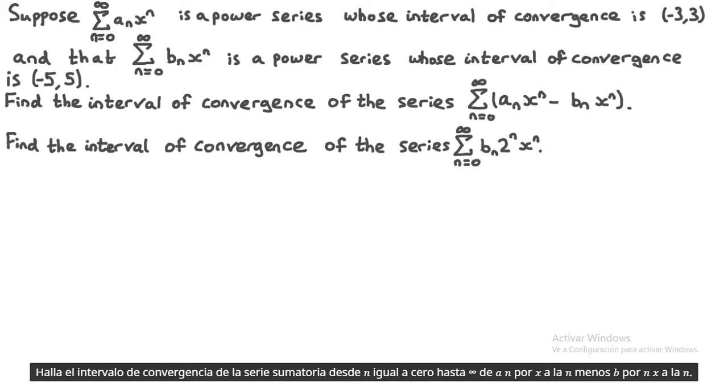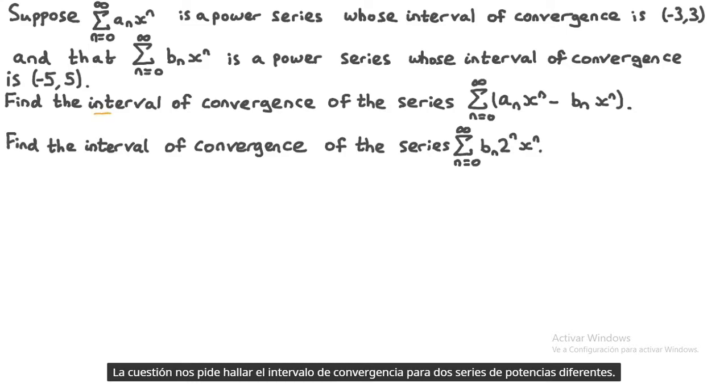Find the interval of convergence of the series, the sum from n equals 0 to infinity of a_n x^n minus b_n x^n, and find the interval of convergence of the series, the sum from n equals 0 to infinity of b_n 2^n x^n.